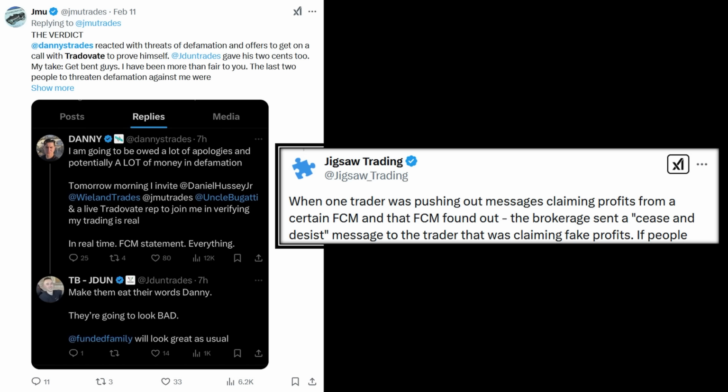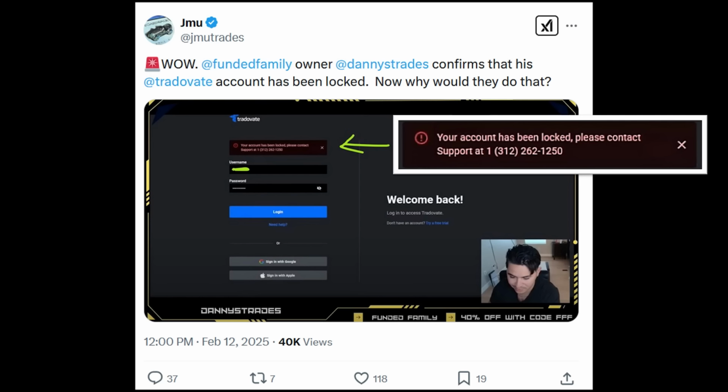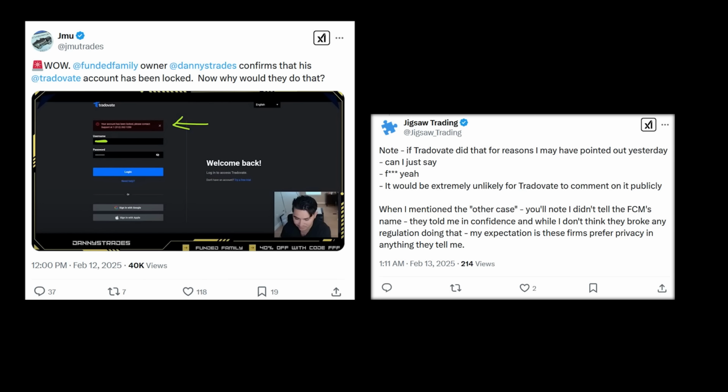While this was going on, the popular trading software company Jigsaw spoke about an instance when a broker took action on a fake guru who was lying about their trading. That input from them became very interesting the next day when Danny shared that he had been mysteriously locked out of his brokerage account with Trade08. When that was shared, Jigsaw reacted by saying that it might have been Trade08 privately taking action against Danny. However, we'll never know.